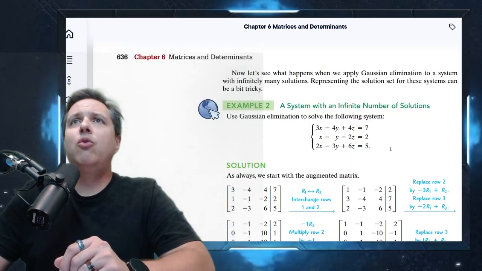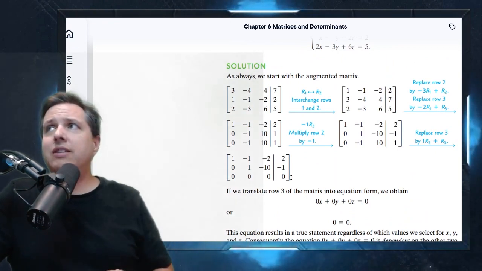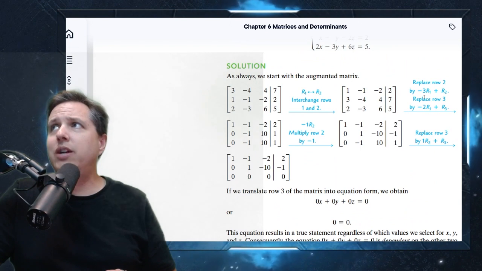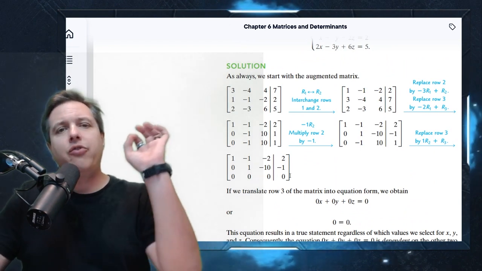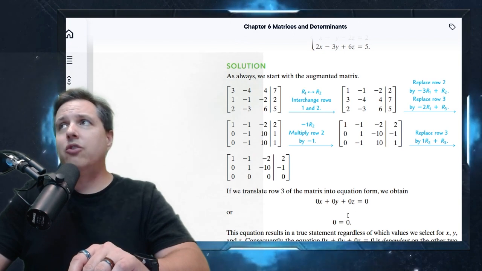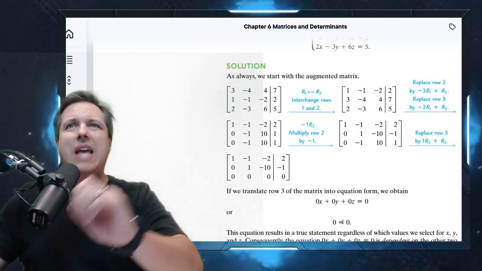In another scenario, there's another thing that can happen where you get this. See this matrix, we start with our matrix, we're doing the row operations here, and then you get down to here and you have zeros all the way across. Think about how we would interpret that. That would be 0x plus 0y plus 0z equals 0. In other words, 0 equals 0. Well, that is a true statement. So what has happened here?